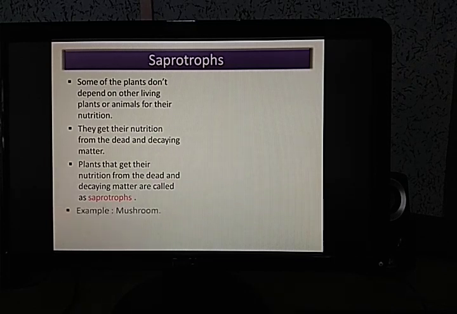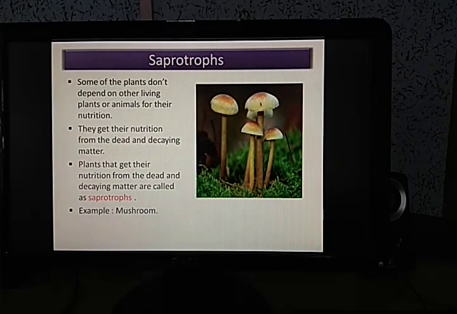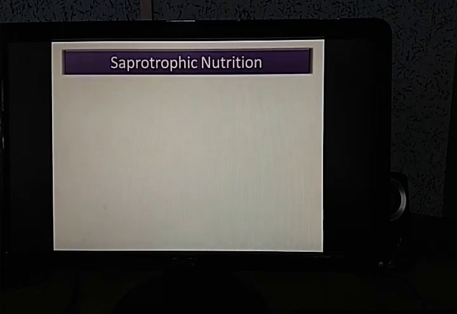One example I am giving is the mushroom. You all know what a mushroom is. Some of them are poisonous, some of them are edible. So mushroom is an example of a plant that gets its nutrition from the dead and the decaying matter. So we can say mushroom is a saprotroph. So this is a mushroom. Clear? Now moving on to the next topic, saprotrophic nutrition.